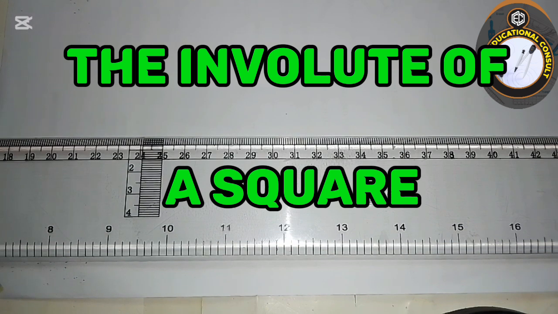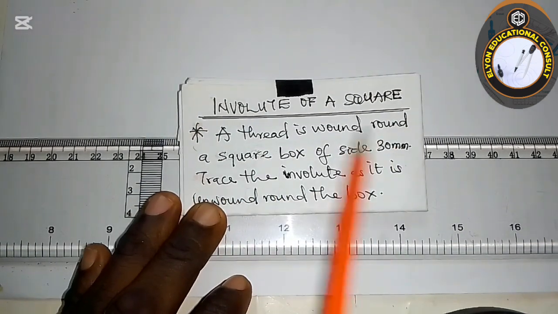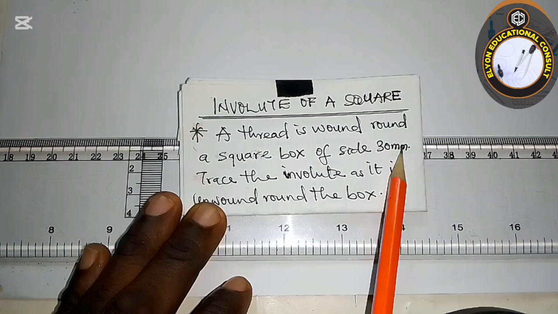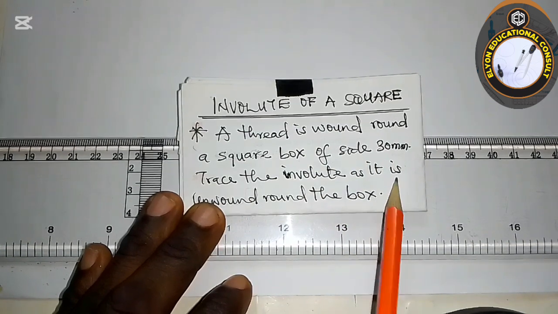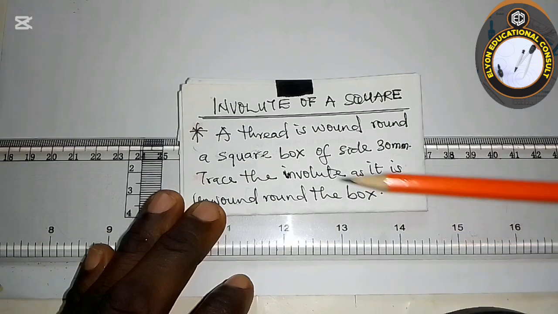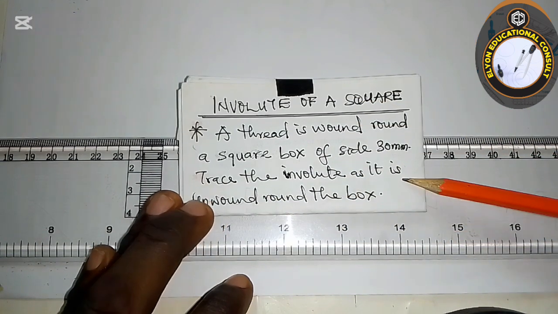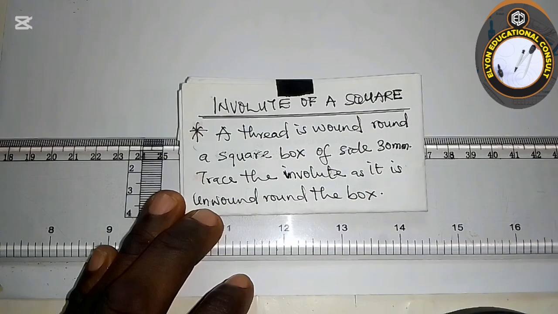So we are going to be considering a particular question now. The question says: a thread is wound round a square box of side 30 mm. Trace the involute as it is unwound round the box. So the thread is coiled around the square box, and as we release the thread, we are told to trace the involute that is going to be formed around the square box.